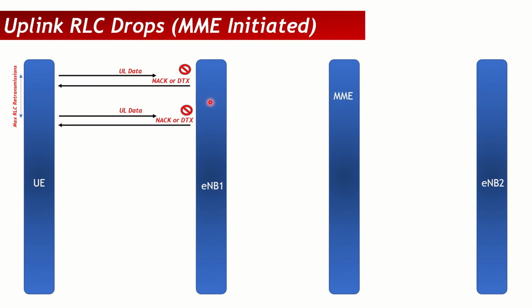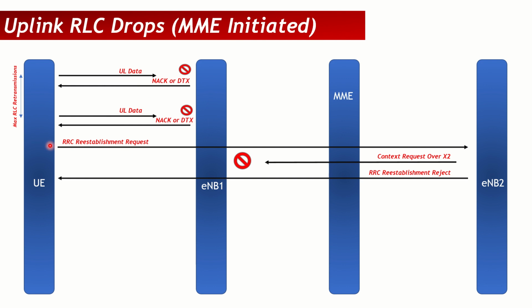So in this case, what will happen? The UE then might try an RRC re-establishment. Now, if the RRC re-establishment request is on the eNode B1, then everything is fine. eNode B1 should make it successful, and we will say that the drop will not happen. But what if the UE is now trying an RRC re-establishment on another eNode B?